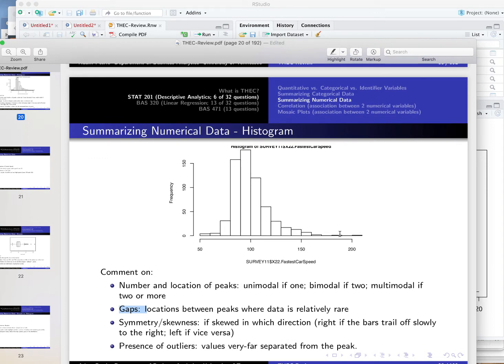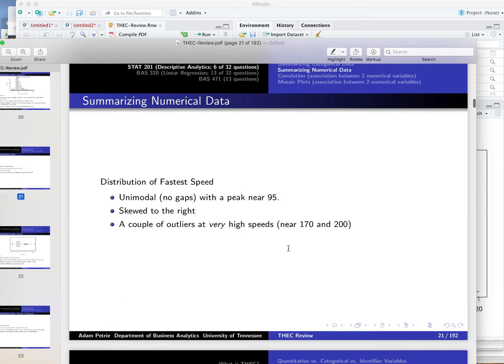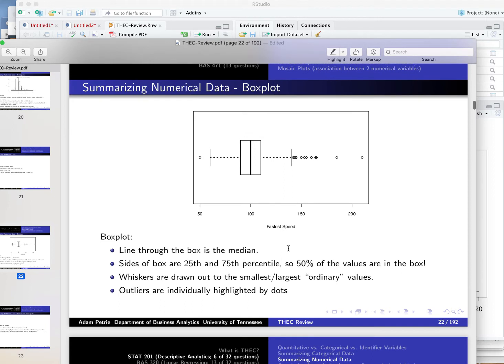These two outliers here near 200 were easy for us to identify, but there's no formal, strict definition of what makes an outlier versus ordinary when we just look at a histogram. That's one of my favorite things about the box plot. It really brings out these unusual, kind of odd points.